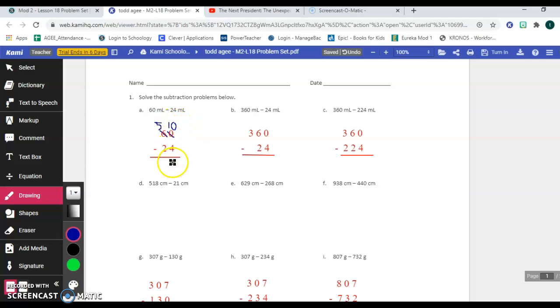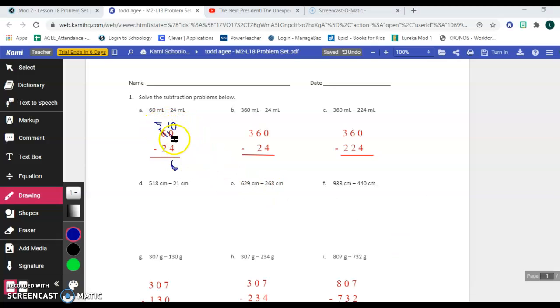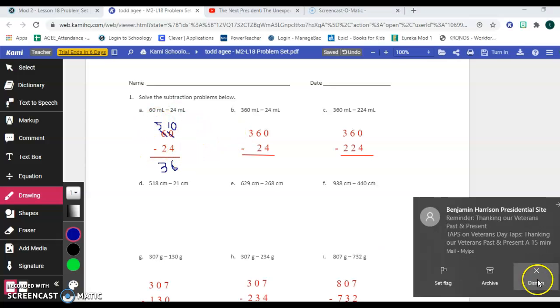10 minus 4 equals 6. And now I can just do my move over to the tens place, and I can do 5 minus 2. 5 minus 2, the difference between 5 and 2 is 3. So 36. So my mental calculation was accurate, and performing this borrowing method was also accurate.